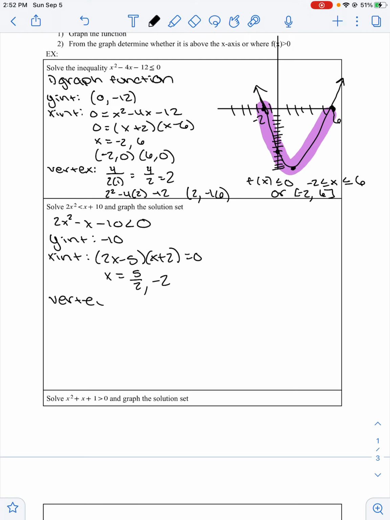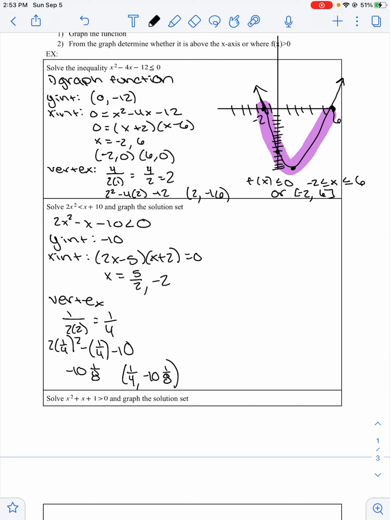And then my vertex would be -b, so 1 over 2 times 2, which is 1/4. Plug in 1/4. And once you plug this in, you should get -10 and 1/8. So our point would be 1/4, -10 and 1/8.